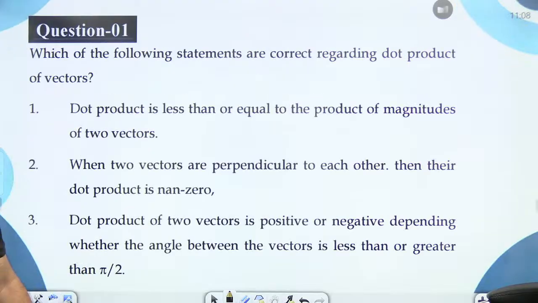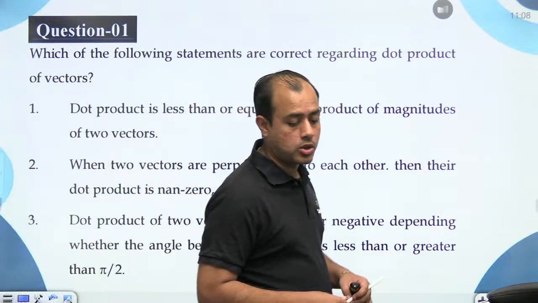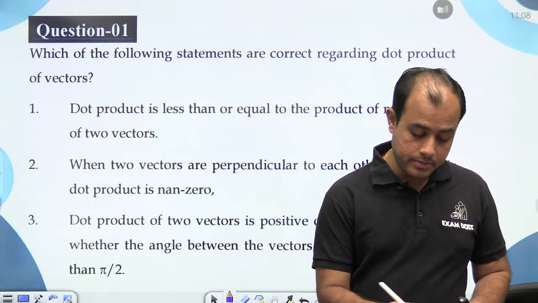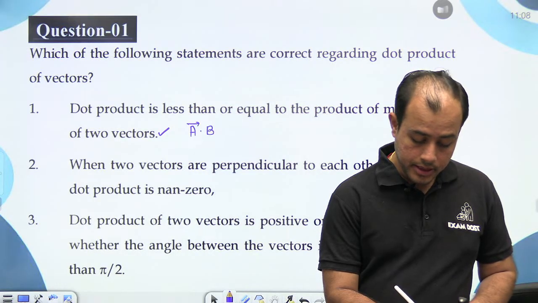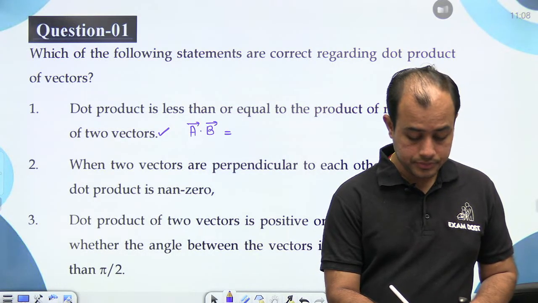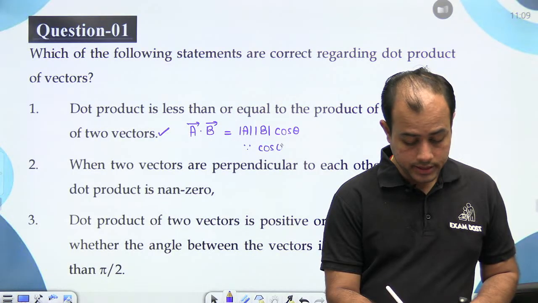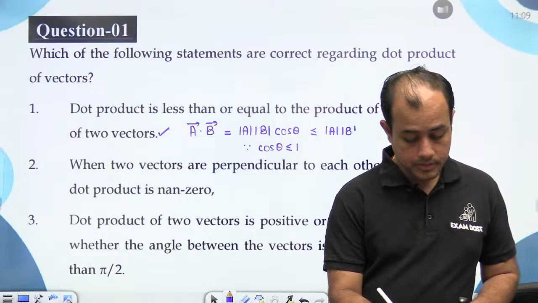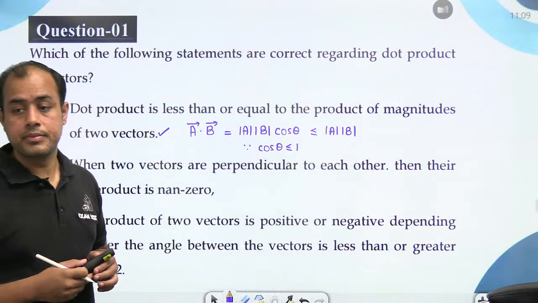Dot product is less than or equal to the product of the magnitudes. So this statement is correct. ये statement आपका सही है because A vector dot B vector is mod A mod B cos theta. Since cos theta is less than or equal to 1, the answer is at most mod A mod B.